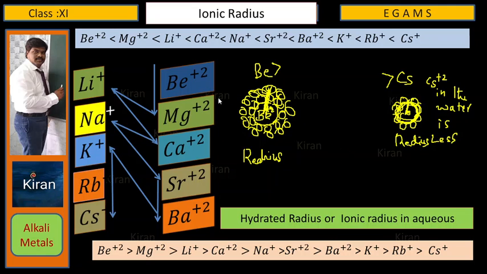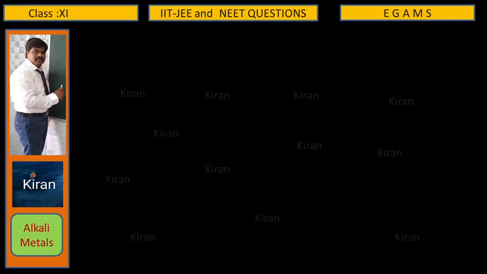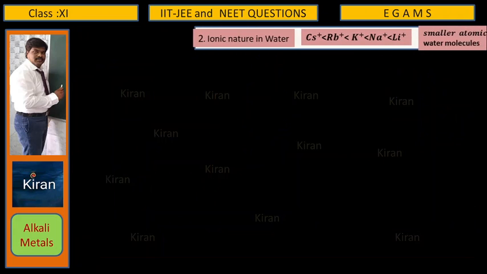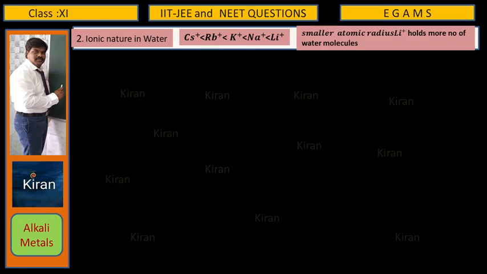This is about the comparative study of alkali and alkaline earth metals. The second one is ionic radius. Now coming to the third, ionic nature in water. That only I explained to you. Comparing with cesium, lithium has a high hydration radius or high hydration enthalpy, because of its smaller atomic size. This is not a comparative study in this case. This belongs absolutely to 1A group elements.